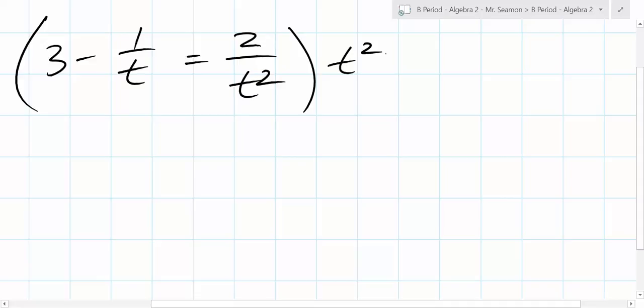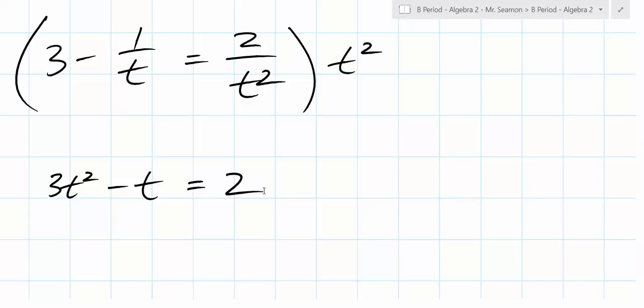As long as you multiply everything by the same thing, that's legal, right? So I'm just going to show you what I would do. If you multiply this out, what's 3 times t squared? 3t squared. What's 1 over t times t squared? It's just t. Equals what? 2, because the t squareds cancel. That right there would be what I would do. The other way, combining the fractions and cross multiplying, you're going to get to the exact same thing. I find this to be the most effective in this case.